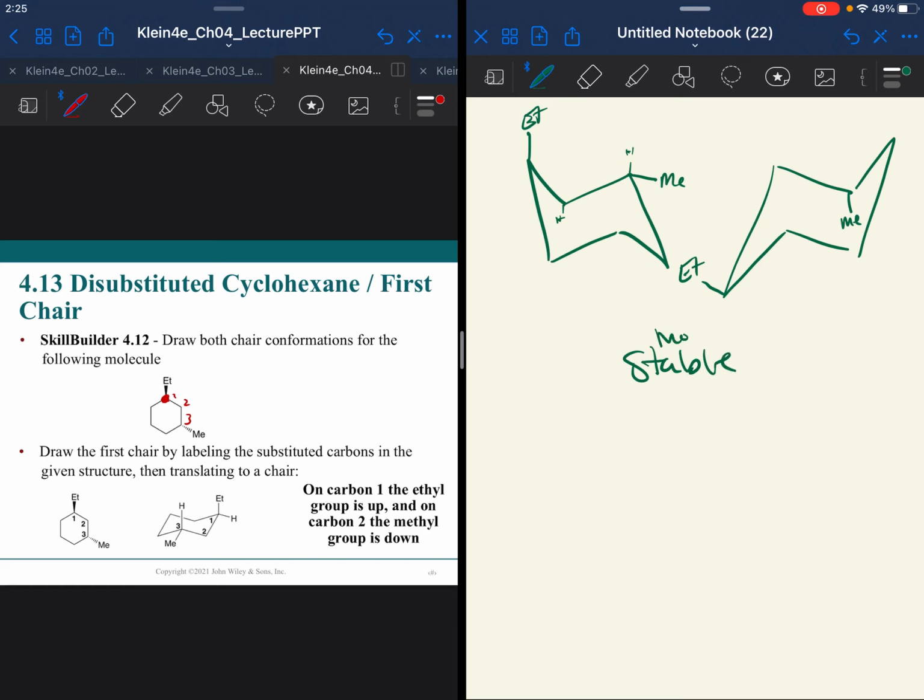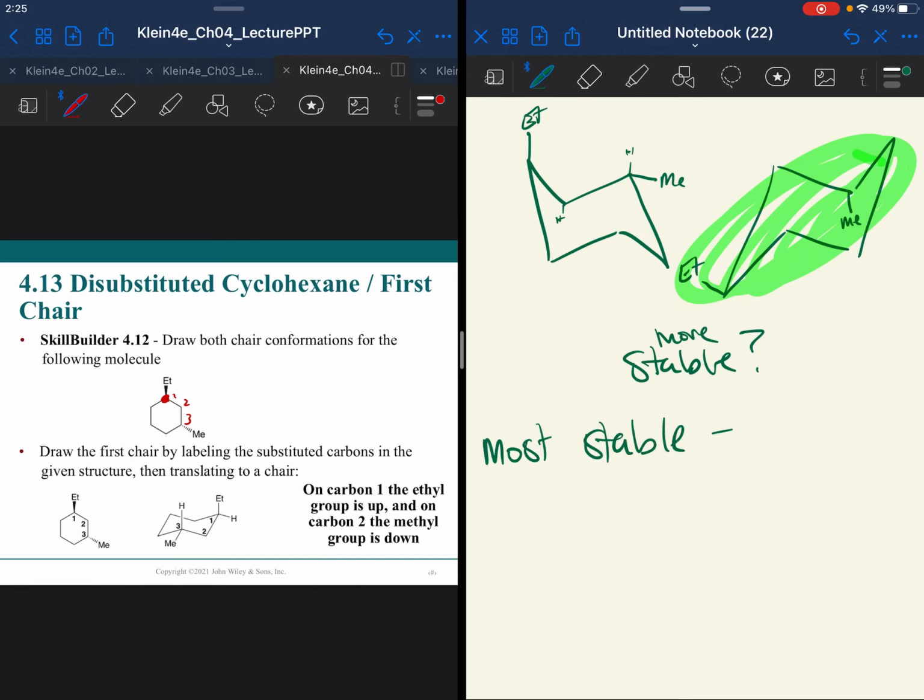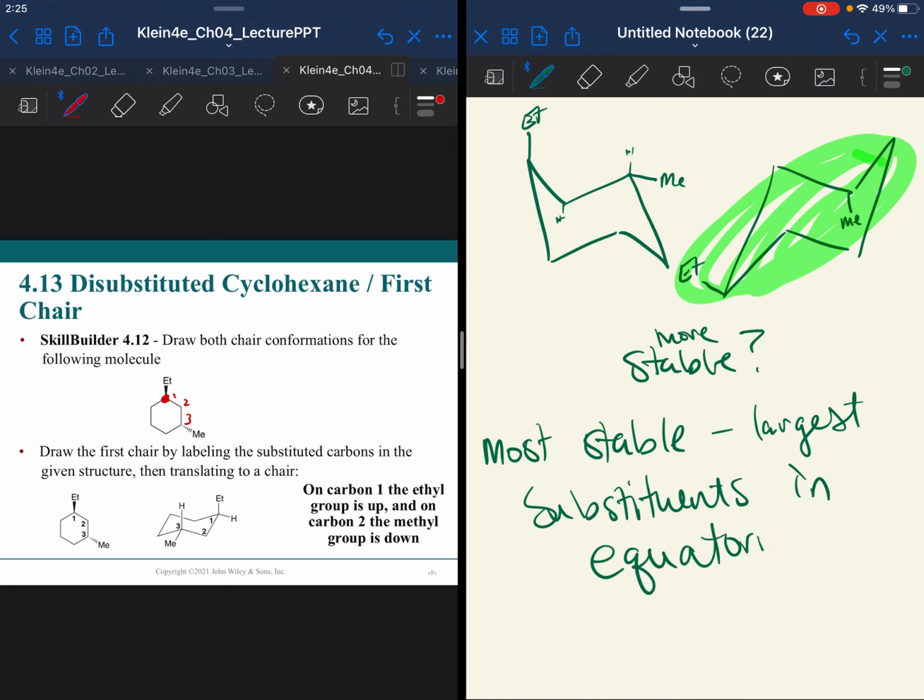So which one is more stable? Well, okay, in each one, there is a group going axial, there's a group going equatorial. Which one's going to make the bigger energy difference? Methyl has 1 carbon, ethyl has 2. Right? So the more stable puts the biggest group in the equatorial position. So the most stable has the largest substituents in the equatorial position.